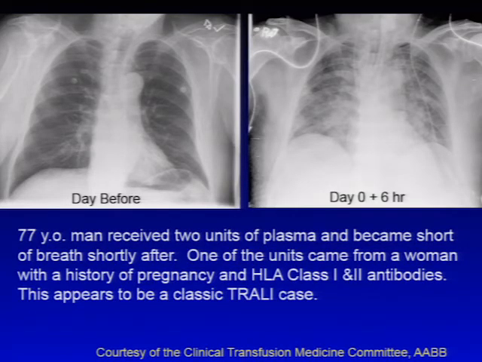Again, here's a patient's chest x-ray. In this man, bilateral diffuse patchy infiltrates develop within 6 hours of receipt of a plasma-containing blood product.